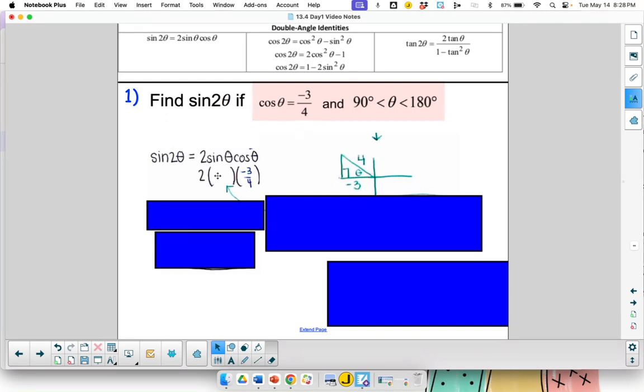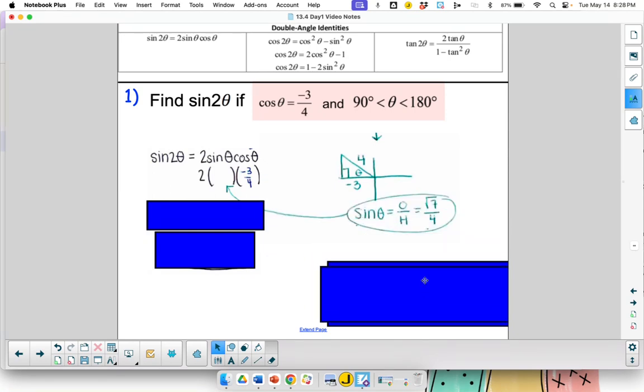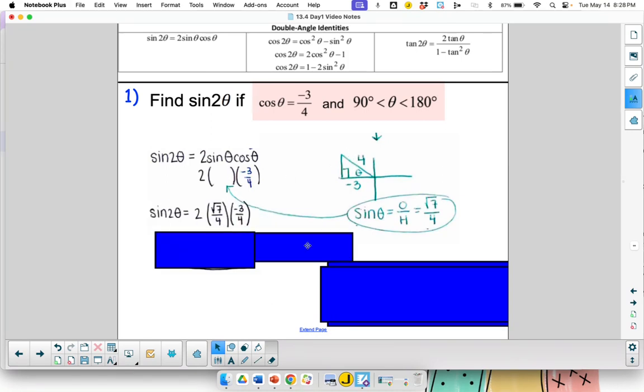Now we can solve for sine of theta. Sine of theta is going to be opposite over hypotenuse. You can do the Pythagorean theorem to find that missing side, the opposite side of the triangle, and you get √7. So sine of theta is the opposite side over hypotenuse, so √7/4. Now I'm going to take that and substitute it into the formula. Notice sine is positive because we're in quadrant 2, so that's why √7/4 is positive.